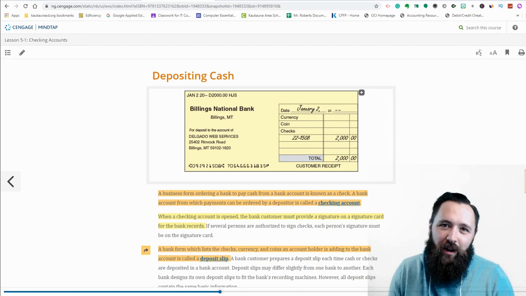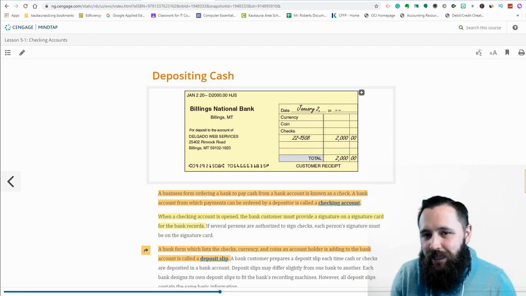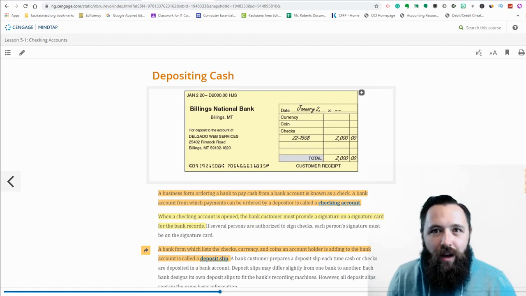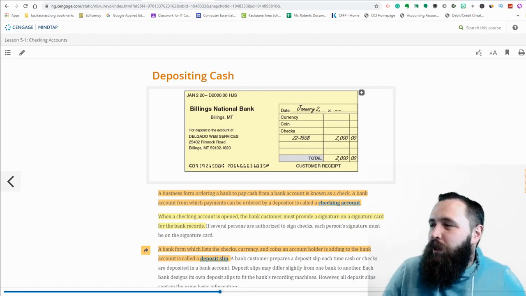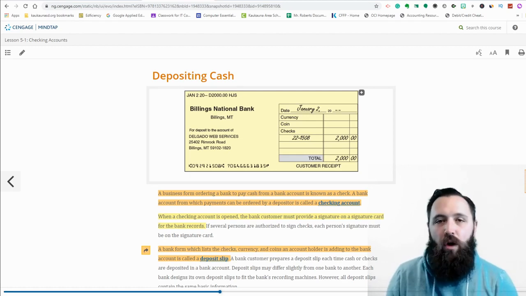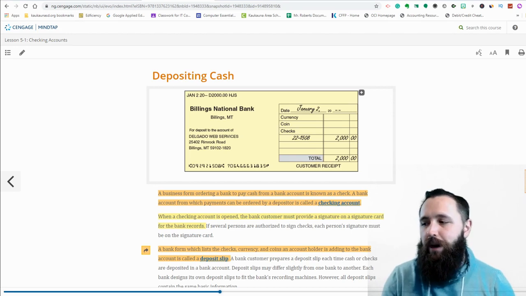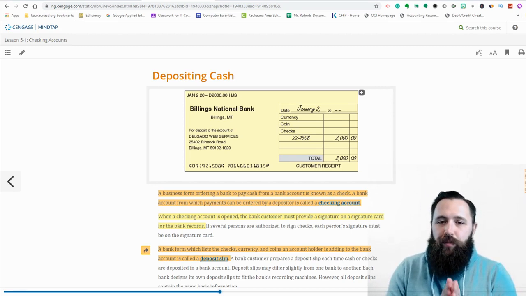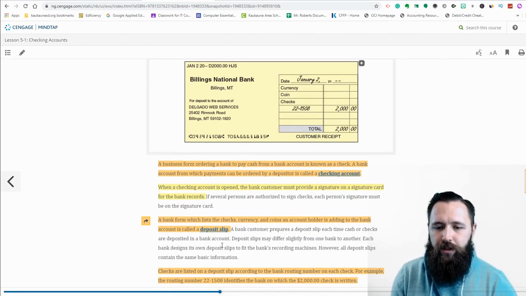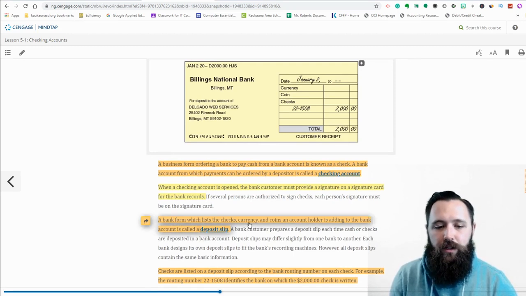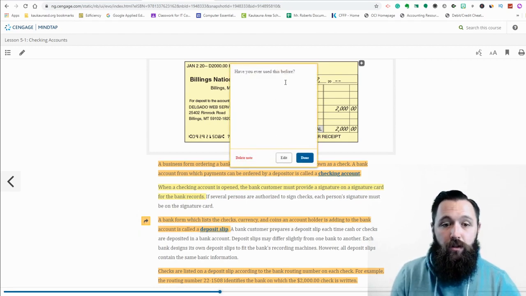So the first thing that we're going to do when it comes to checks is deposit cash. Think of if we had a bunch of sales for the day and we have a register, and we don't want to keep that cash on hand for a very long time. We want to deposit that cash because cash just happens to disappear. So here we have a deposit slip. It says a bank form which lists the checks, currency, and coins being added to the bank account is called a deposit slip.